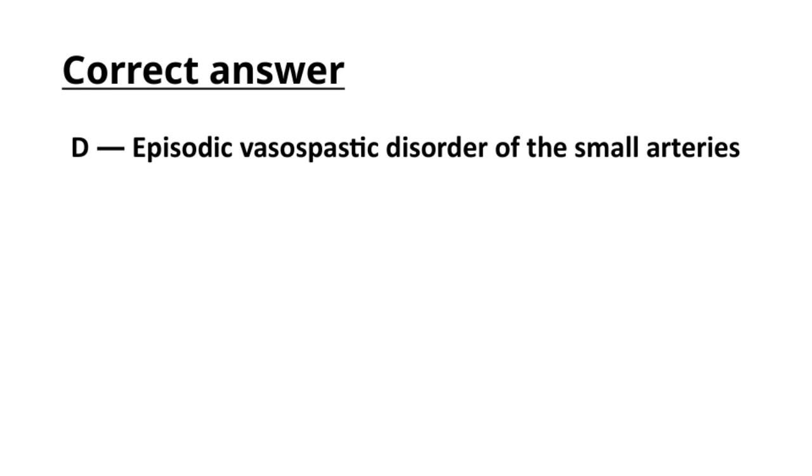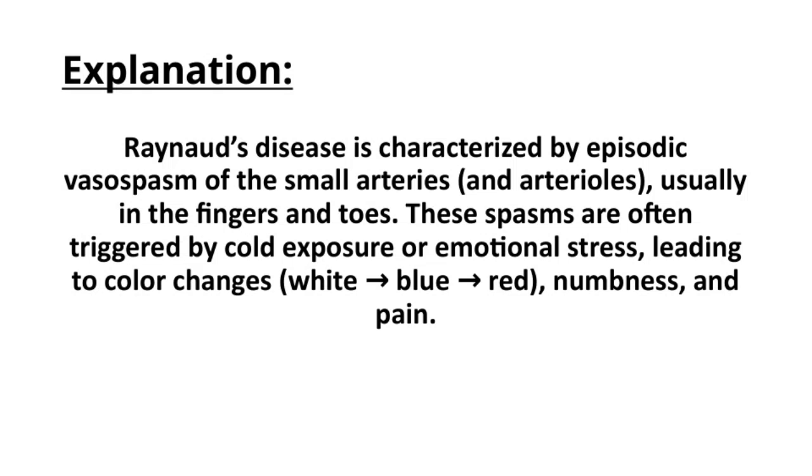Overall, understanding this disorder is crucial because it highlights how small vessel constrictions can significantly impact blood circulation and patient symptoms. Raynaud's disease is characterized by episodic vasospasm of the small arteries and arterioles, typically in the fingers and toes. These spasms are often triggered by cold exposure or emotional stress, which can cause significant changes in skin color. You might notice the affected areas turning white first, then blue, and finally red during the recovery phase. This sequence reflects the restricted blood flow and subsequent reperfusion.